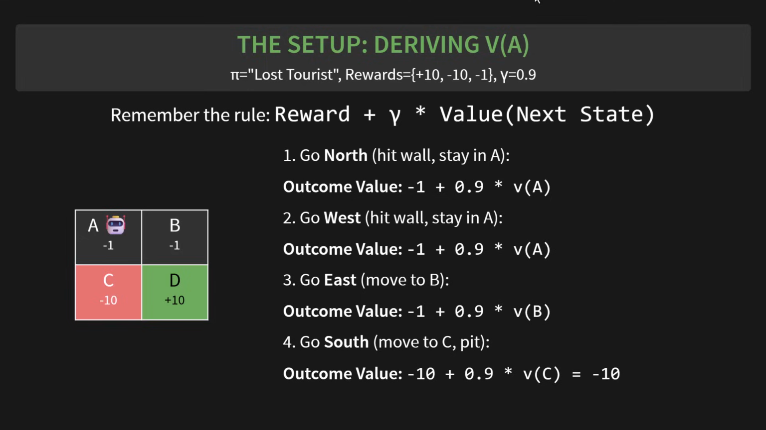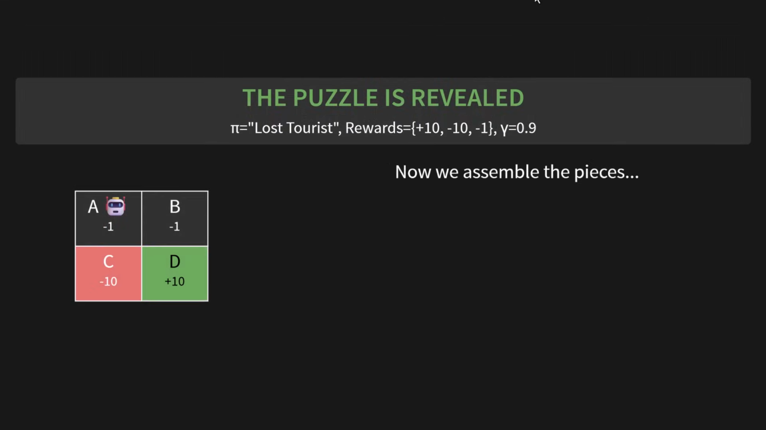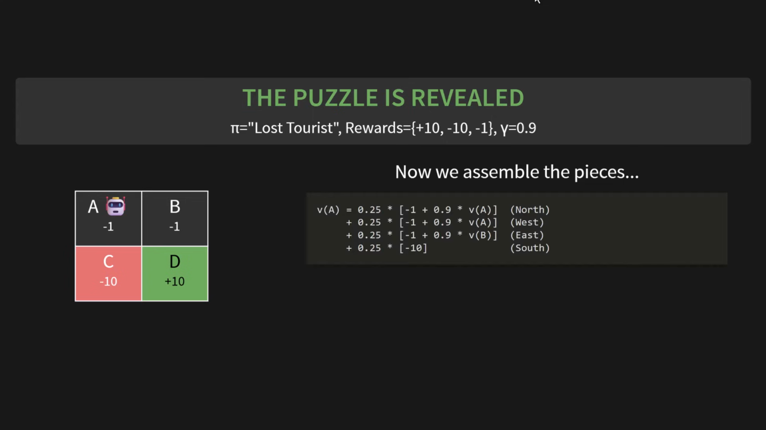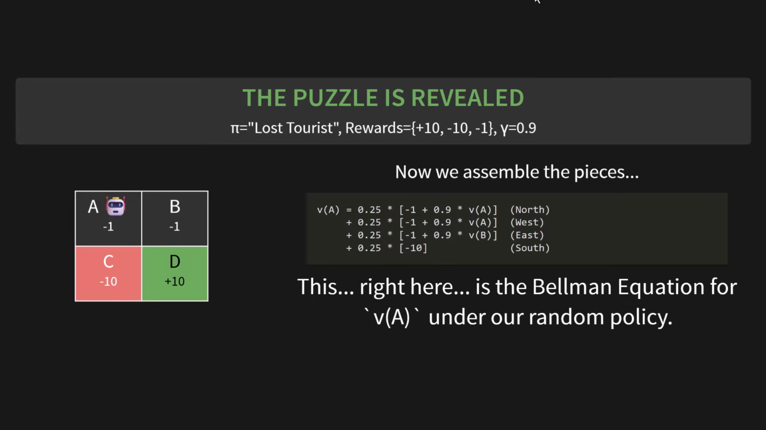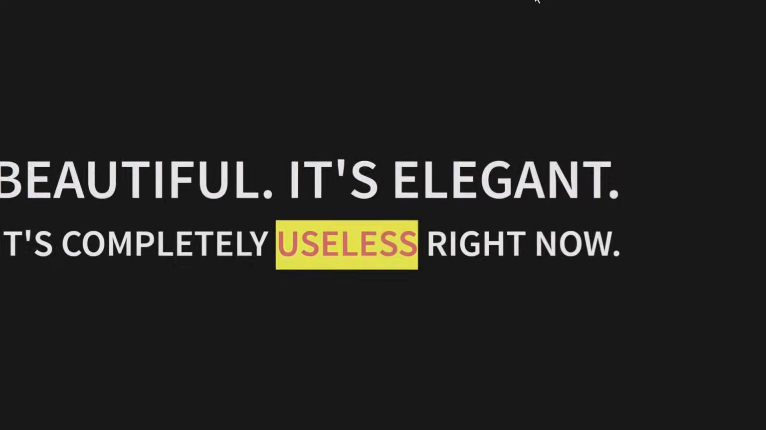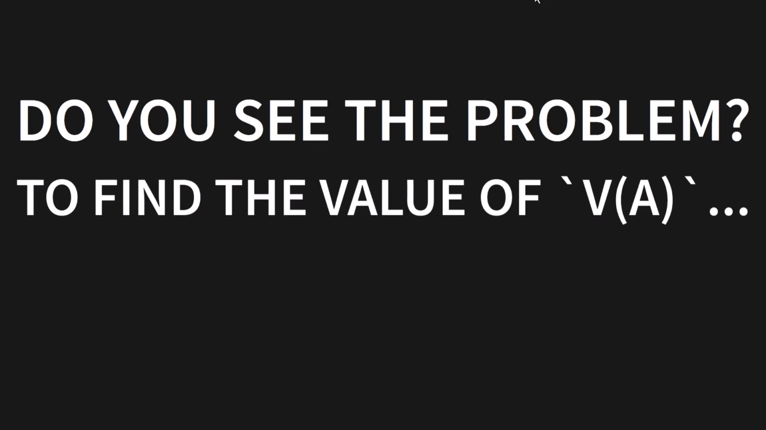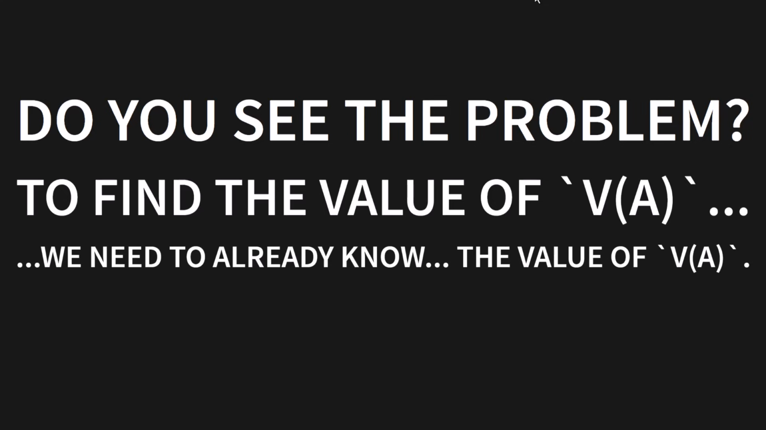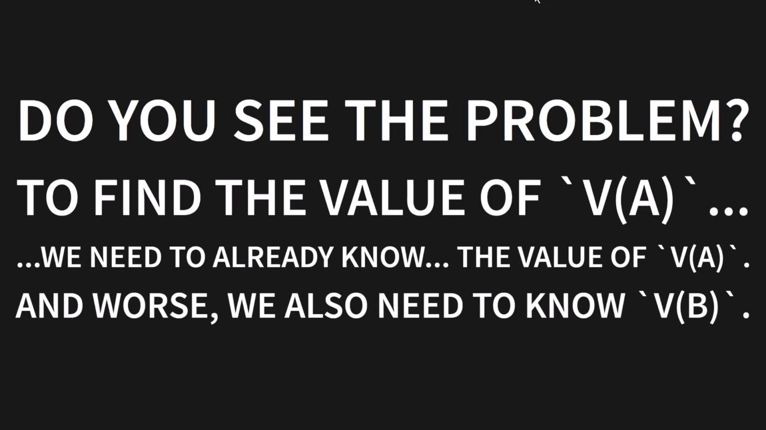We have the 4 pieces. Now let's assemble them. We just plug those 4 outcomes back into our average. And what we get is this equation you see on the screen. This right here is the Bellman equation for V of A under our random policy. It's beautiful, it's elegant, and it's completely useless right now. Do you see the problem? Look at the equation. To find the value of V of A, we need to already know the value of V of A. And even worse, we also need to know the value of V of B.